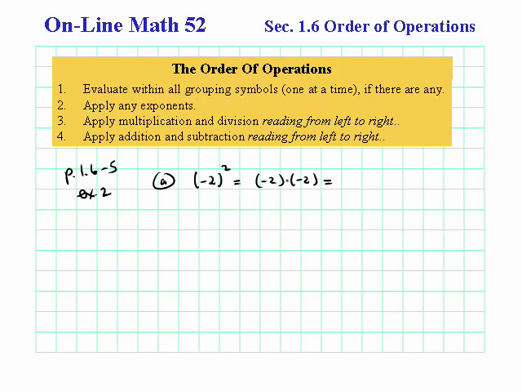And notice that we have a negative times a negative. Negative times negative is positive. That becomes positive 4, or just 4. You could write the plus sign, positive 4, or just make it 4.